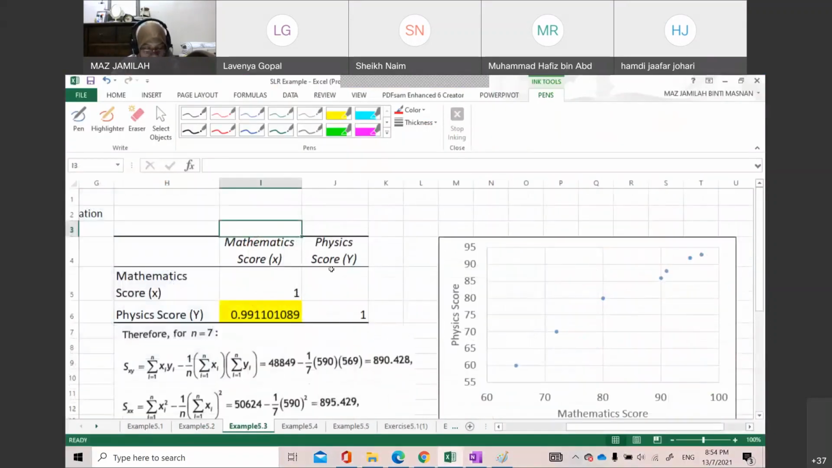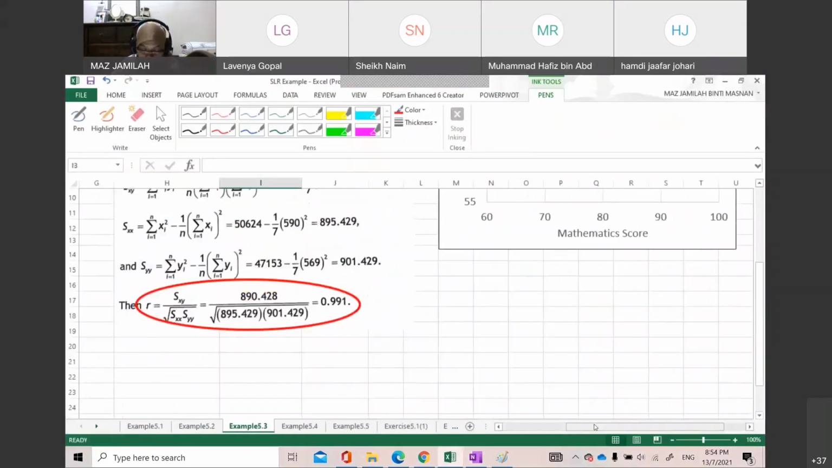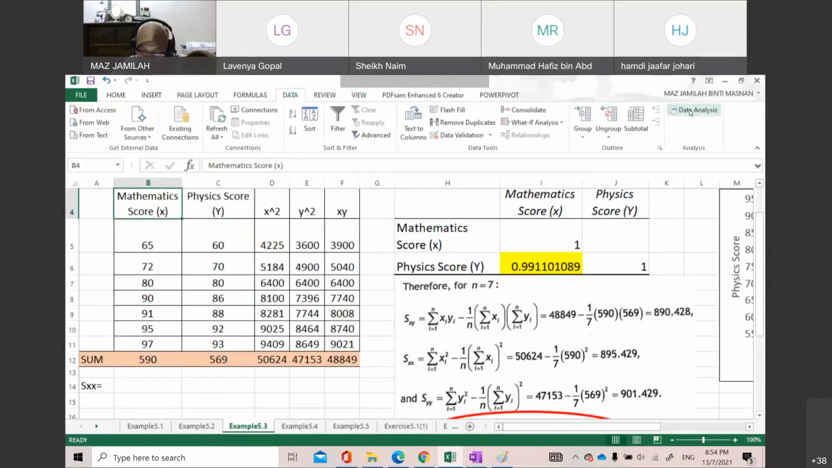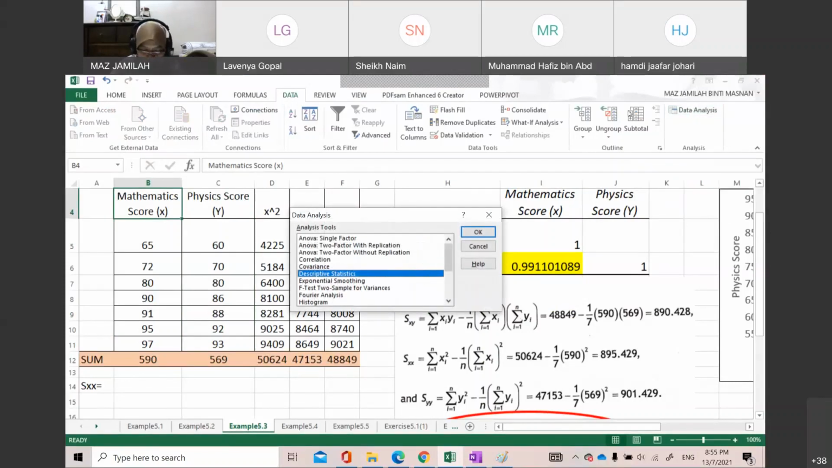Example 5.3. Okay, now we have our data here. First you can highlight your data, or you can just go to data; you don't need to highlight also can. Go to data, go to data analysis. Can you see my Excel class? Class can. Okay, go to data analysis and find correlation. You have here correlation.